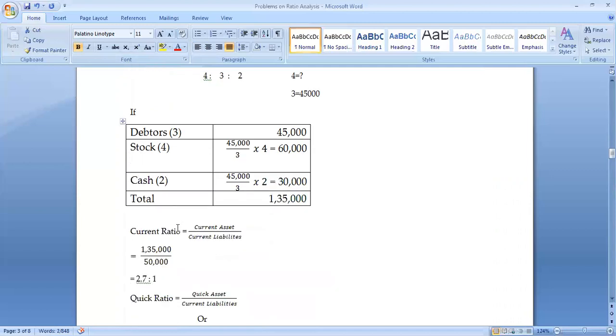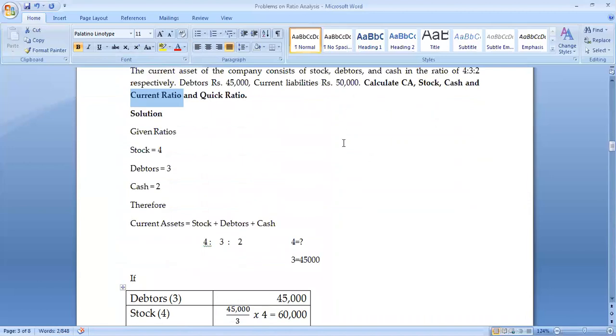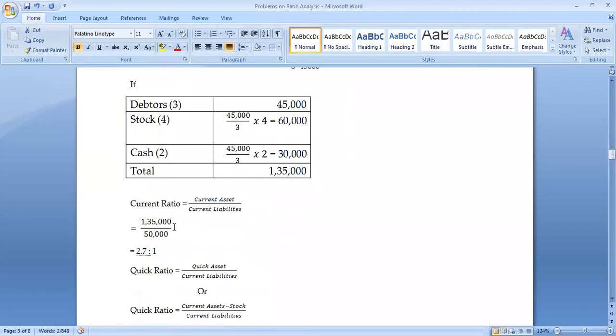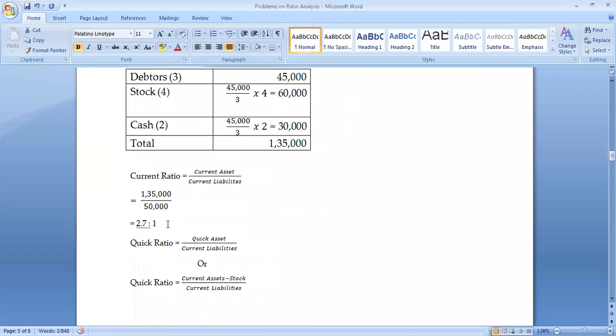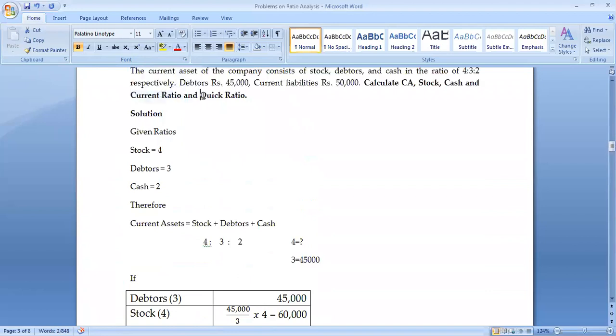So current ratio is equal to current assets divided by current liabilities. Current assets is 1,35,000 and current liability is 50,000. So 1,35,000 divided by 50,000 gives you 2.7 is to 1. So the ideal ratio, you can also write here. Therefore, the ideal current ratio was 2 is to 1. But here it is 2.7 is to 1. So the firm is in a better condition. Okay.